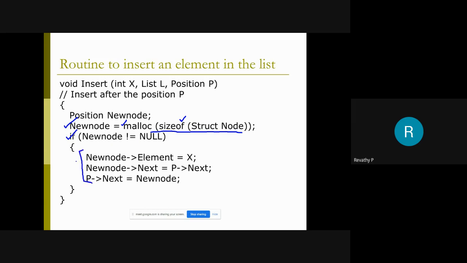We have assigned the value x. Then we make that new node of next as p of next. The third point is p of next is pointing to new node. Hope till this is clear. Shall I go on in the same way?